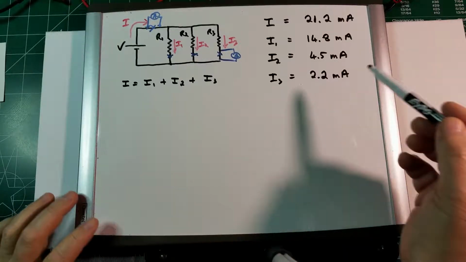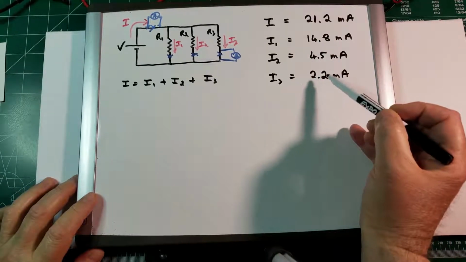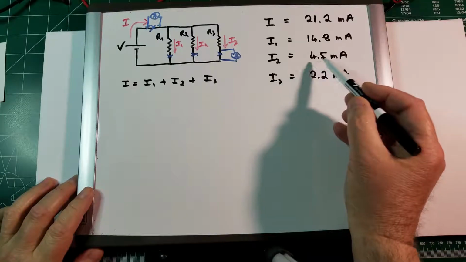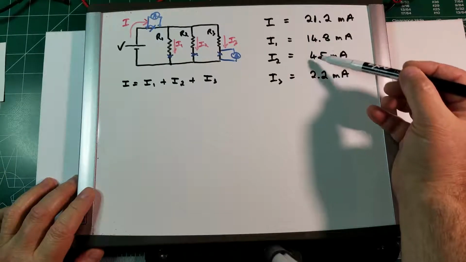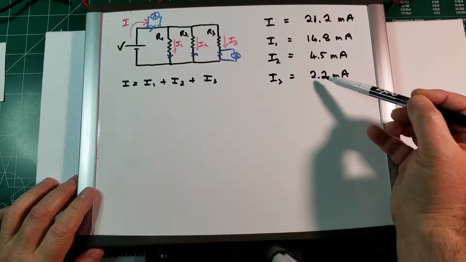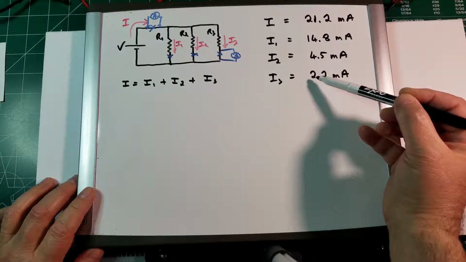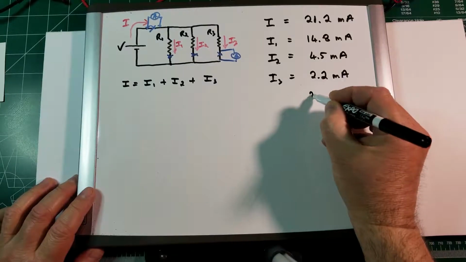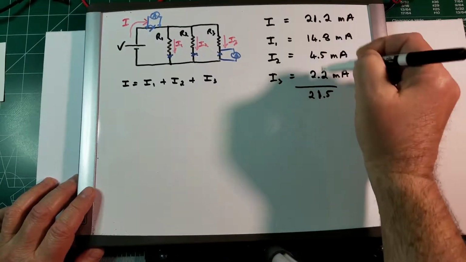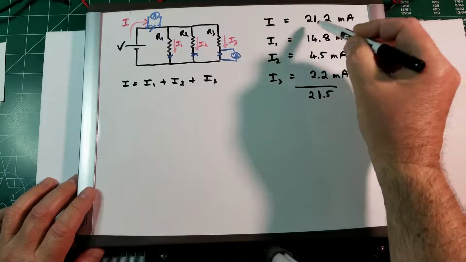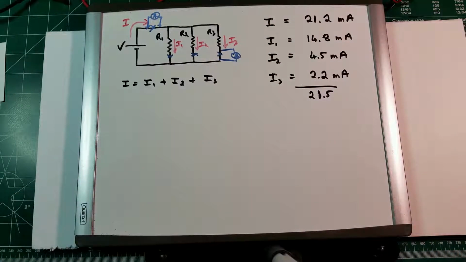Well, it's very simple. If we add up these values, 14.8, 4.5 and 2.2, we end up with 19.3, 21.5, which is very close to the number 21.2 that we measured at the beginning.